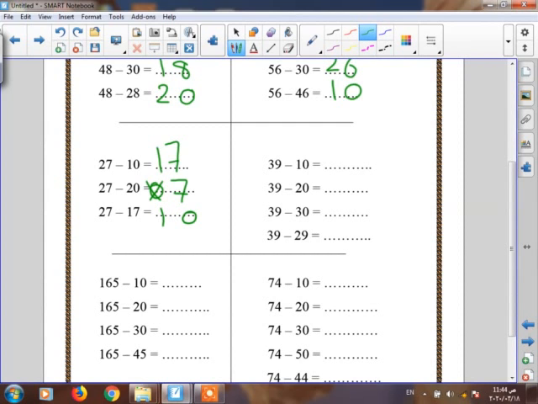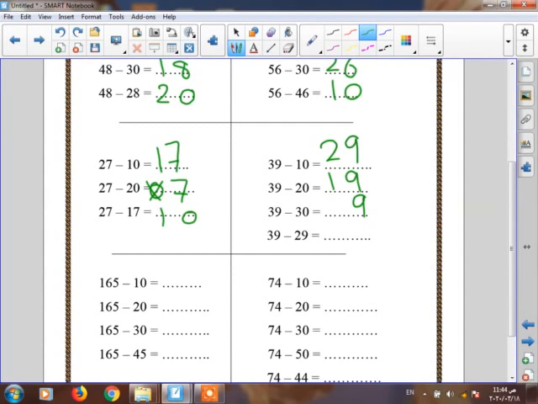The next group, 39 minus 10. I will take 1 from the tens, so the answer is 29. After this, 39 minus 20. So I take 2 from the tens, so the answer is 19. 39 minus 30. So it equals 9 in the ones and 0 in the tens. And it's up to you, Junior, to write 0 in the tens and cancel it or not to write it. Both are right. The last one, 39 minus 29, I will subtract from the ones and tens.